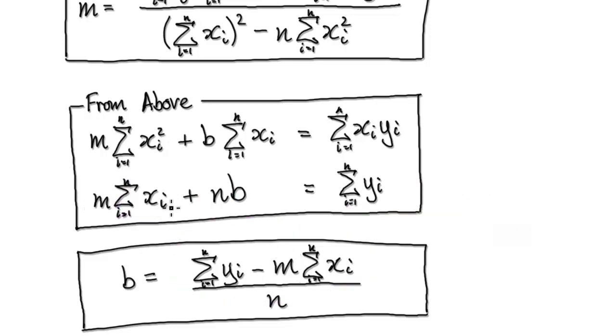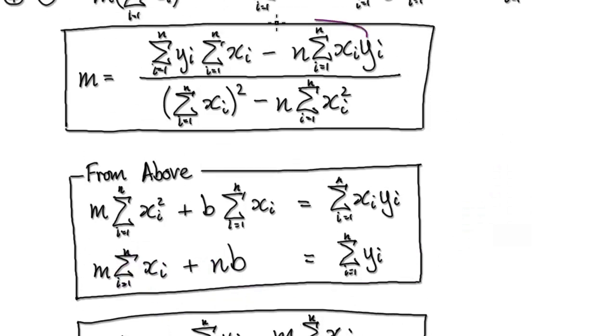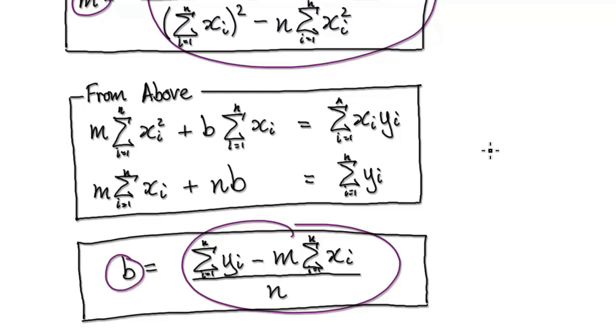So the point here is that we have the ability to work out the gradient, which is m, and we have the ability to work out the intercept, which is b. So we can draw our straight line. So in the next video, I'll give you an example with more than 3 data points. Okay.